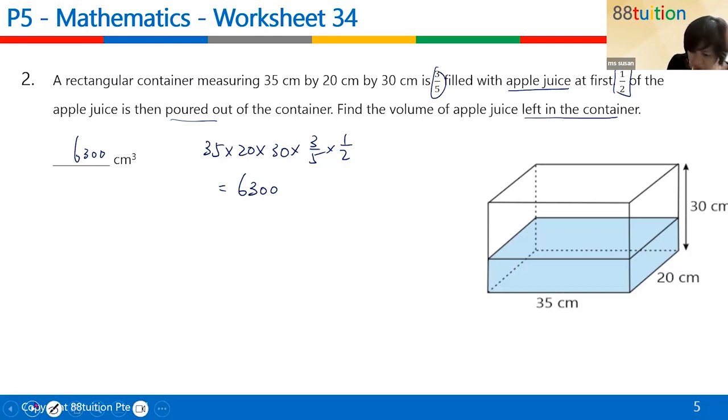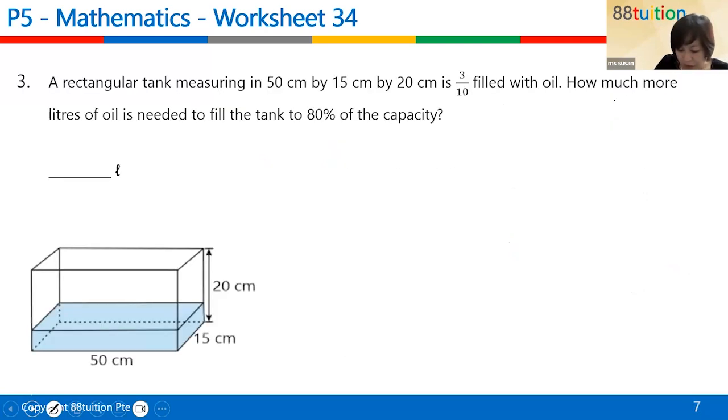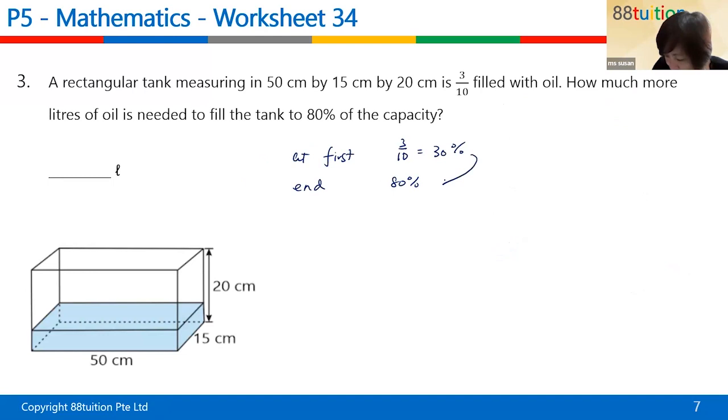Question number 3. Okay, he wants the rectangular tank. It is filled with water, and he wants it to be 80%. So at first, the fraction is 3/10, which is equal to 30%. Let's put it this way. In the end, you must have 80%. So from here to here, you must increase by 50%. Am I right to say that?